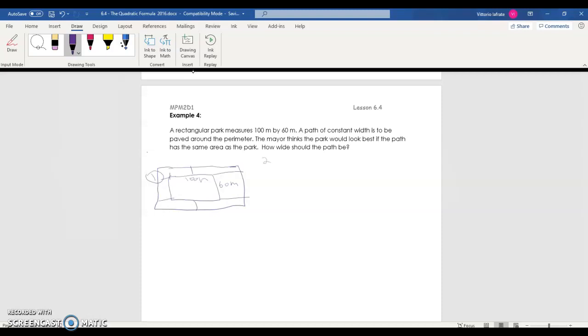First of all, we do know the surface area of the park. We know that the park is rectangular, and so the area of the park is equal to the length times the width of the park. So area of park is equal to 100 times 60. So that means the area of the park is 6,000 meters squared.